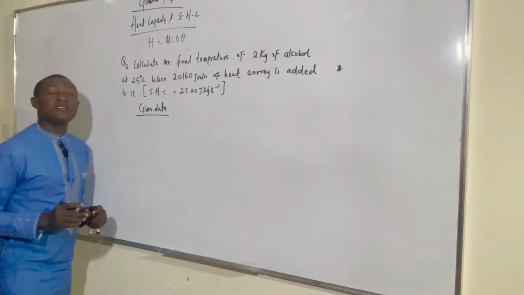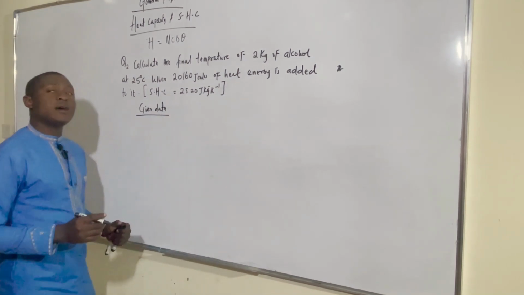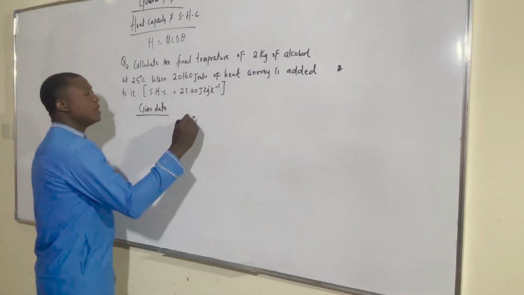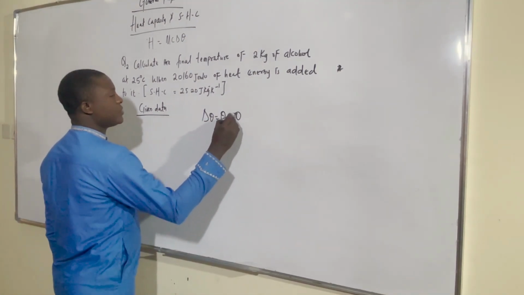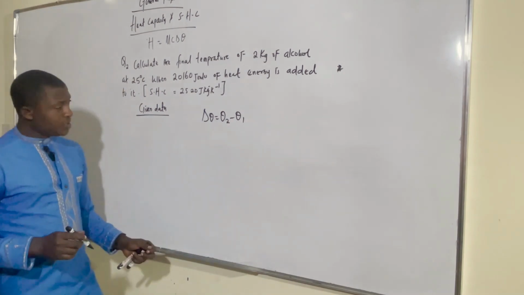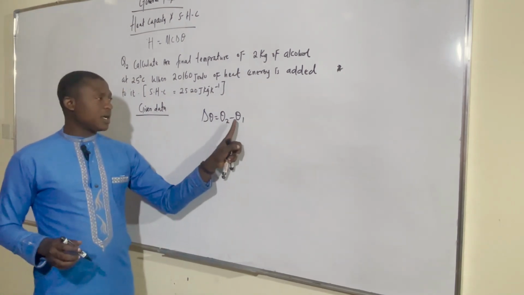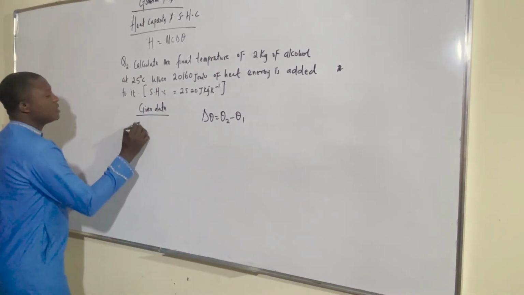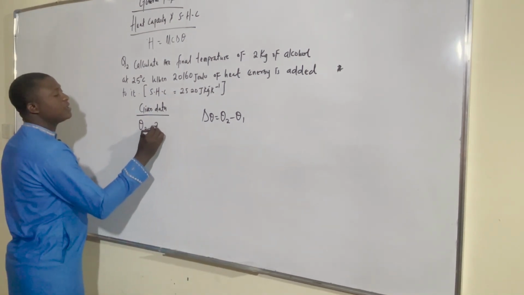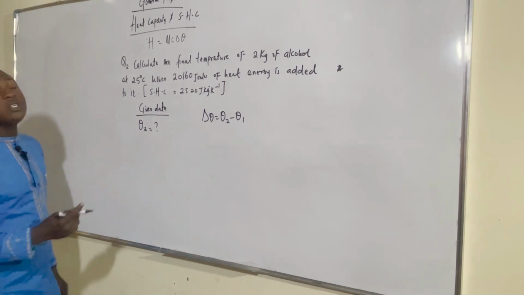So we are asked to find the final temperature. Normally, I used to tell you that if you are given temperature, the change in temperature should be temperature 2 minus temperature 1. Meaning this is the final, and this is the initial. So from the problem, we are looking for the final temperature of 2 kilograms of alcohol.